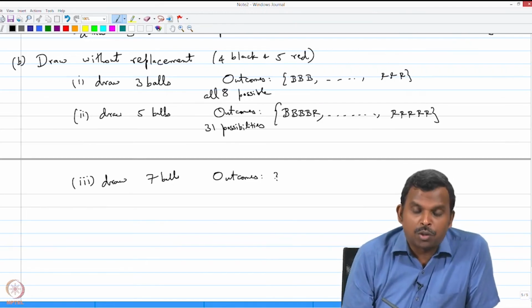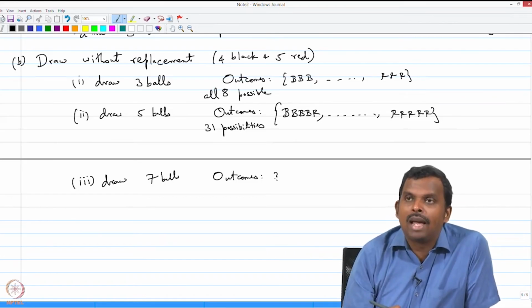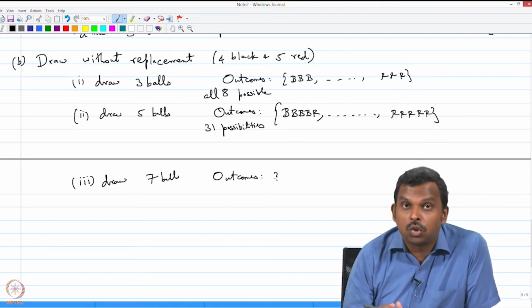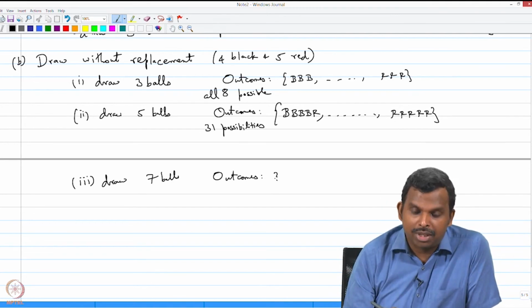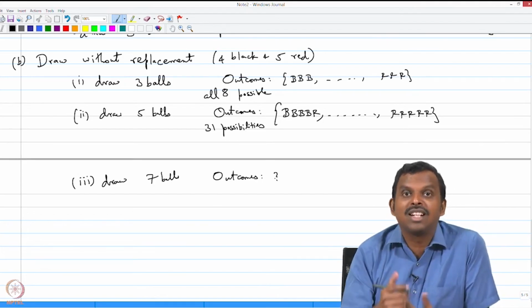You have to think about what is possible. If you are going to draw 7 balls, all 7 cannot be black, all 7 cannot be red. You will have a certain number of black, a certain number of red occurring in some order, so that the total comes to 7, and you can have at most 4 black balls and at most 5 red balls. It is an interesting counting problem.